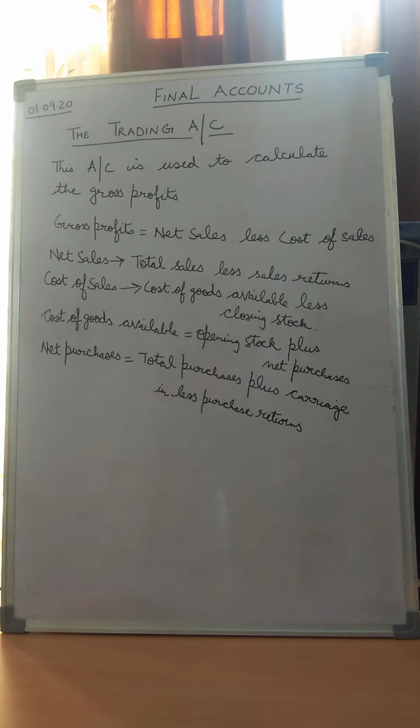Now children, when we are talking about trading account, some key features of the trading account are: it is a nominal account. Why? Because it includes the expenses and incomes. It is prepared on the last day of the accounting year. It represents, children, kindly note, the first stage of the final accounts of a trader. It contains, children, the items of revenue nature only. No item of capital nature is included in the trading account.